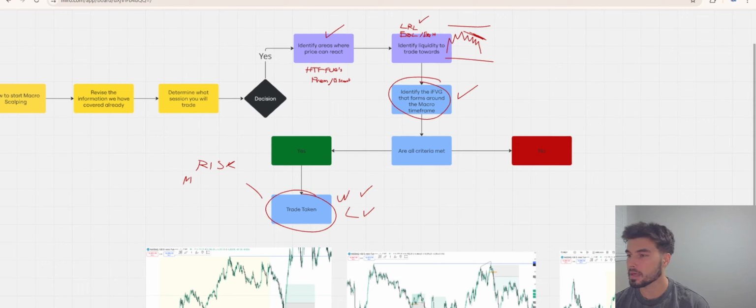You can pair it with SMT. You can pair it with low resistance. You can pair it with all these other things that you've learned from ICT, premium discount, optimal trade entry, higher time frame fair value gaps. These are all important things that I personally use. But keep it simple. Keep it simple, right?